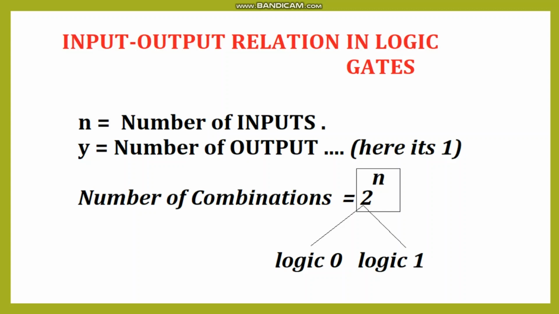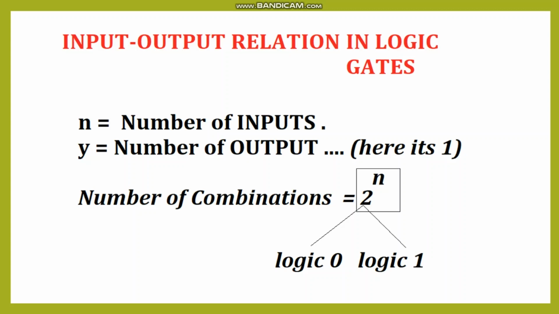We do not use any intermediate level or intermediate state. We either use high logic or low logic. We either use logic 0 or logic 1. For that purpose, we have to write 2, and 2 to the power n represents the number of input combinations. That means in how many ways you can combine the inputs so as to generate a particular desired output. So always remember, the number of combinations is equal to 2 raised to n.